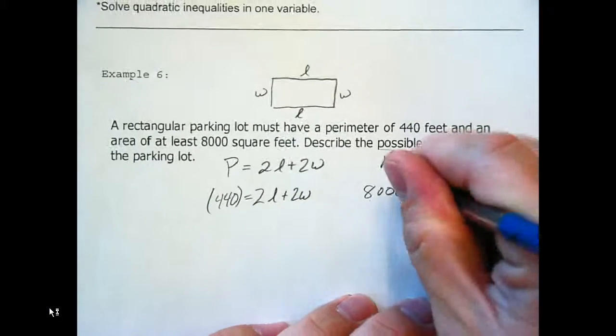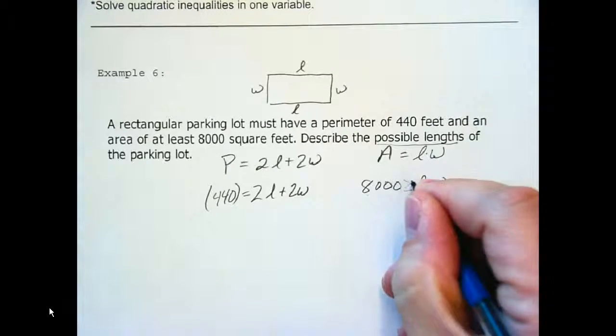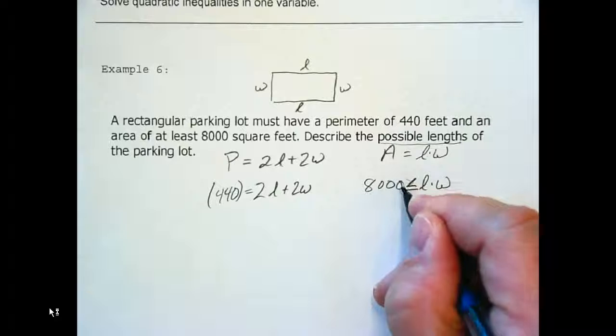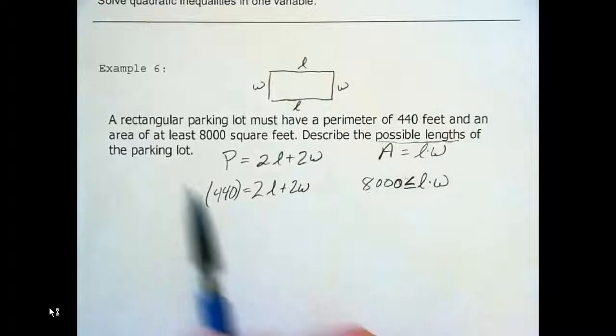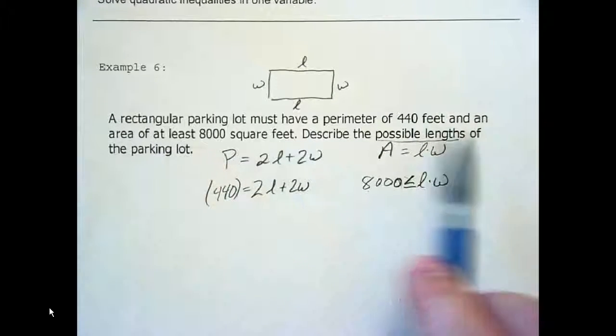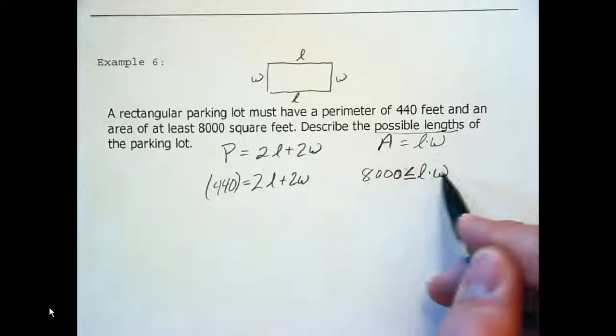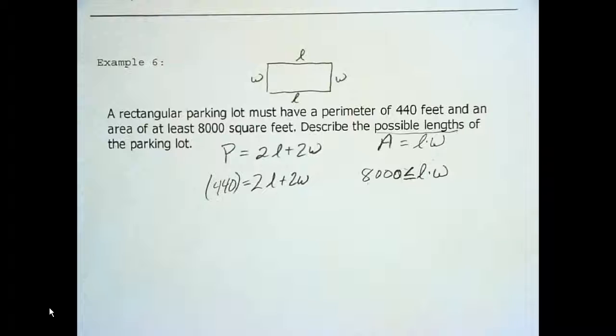Someone pointed out that our inequality symbol was incorrect here. That is very true. We have to have 8,000. The area has to be at least 8,000, meaning the area, which is represented by this side, could be greater than. Okay? All right.